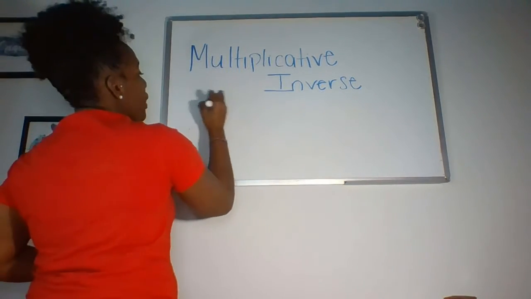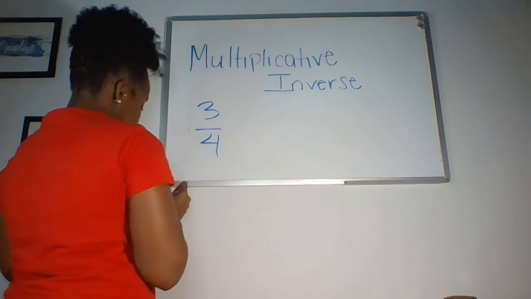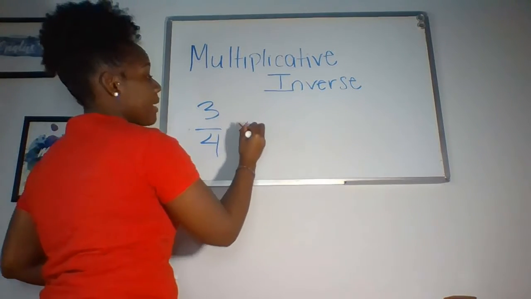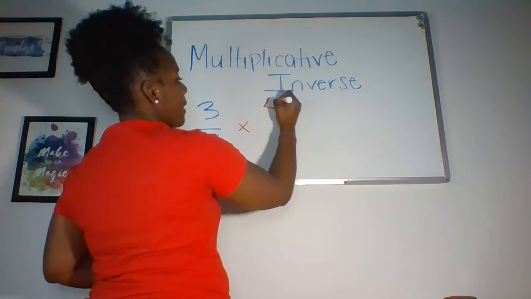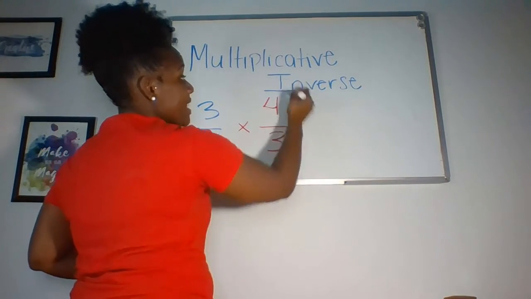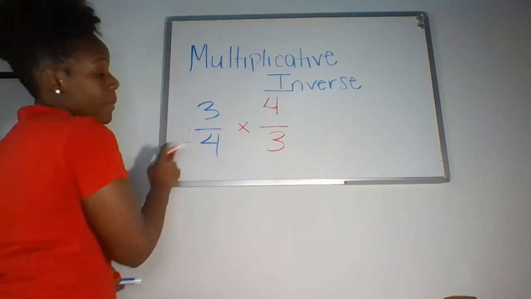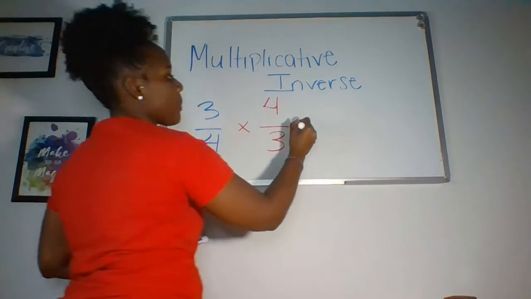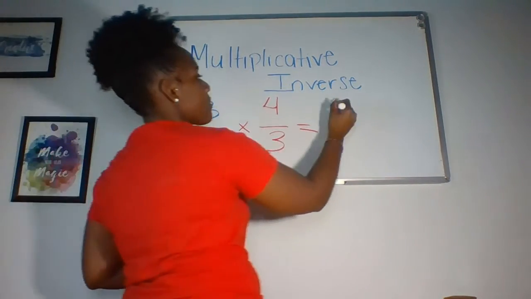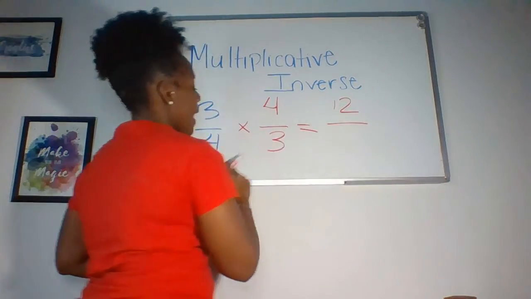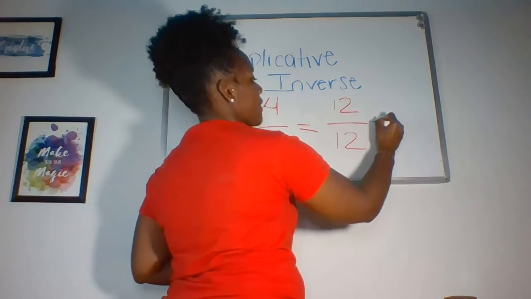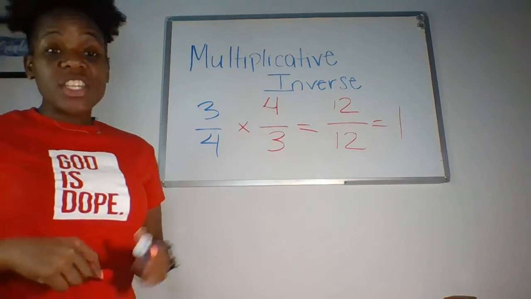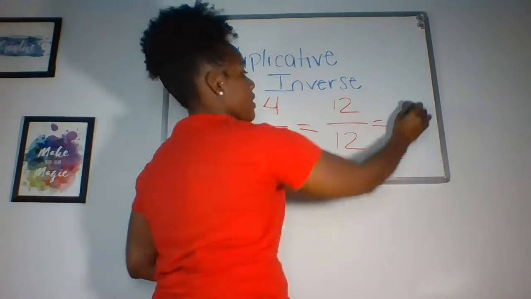So if we have 3/4, multiplying by the multiplicative inverse would be multiplying by 4/3. This is the reciprocal. Remember we do the keep, change, flip? We flip this fraction to get its reciprocal. When we do that, numerator times numerator gives us 12. Denominator times denominator also gives us 12, for an answer of 1 whole. Now that's just the beginning of what we're going to focus on today.